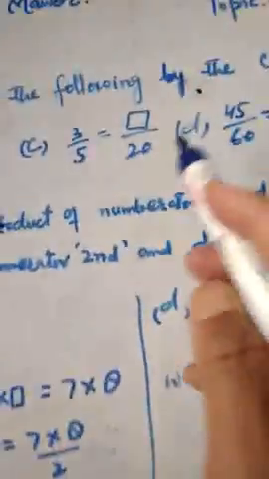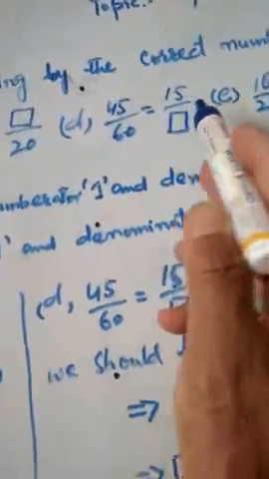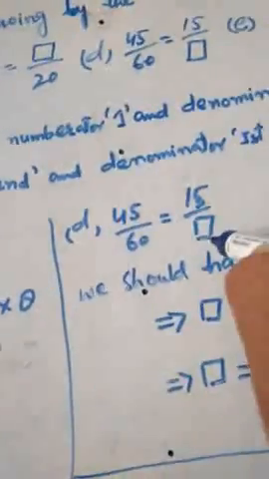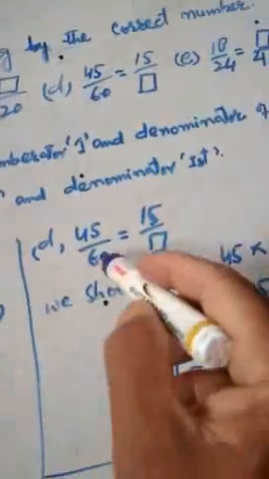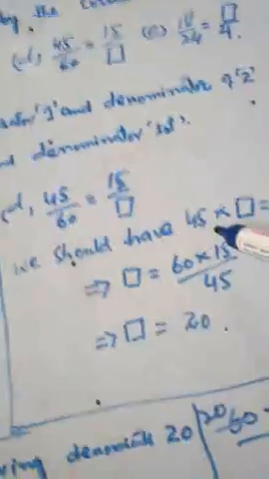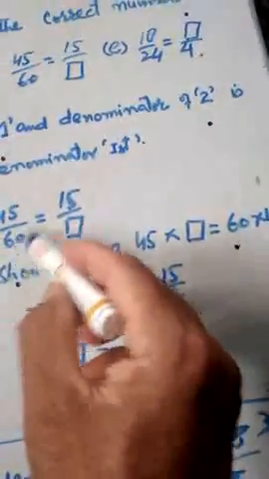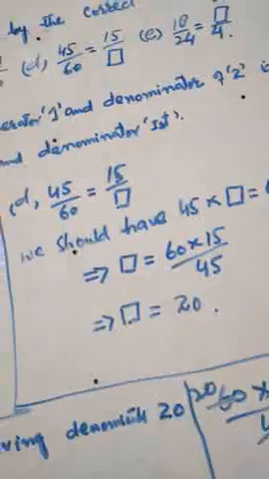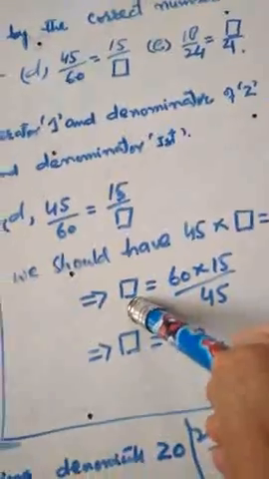I will show you part D also. Here it is 45 over 60 is equal to 15 over blank space. We should have the product of these two equal to the product of these two. Therefore, we should have 45 into blank space is equal to 60 into 15. Then we have to find this blank space.